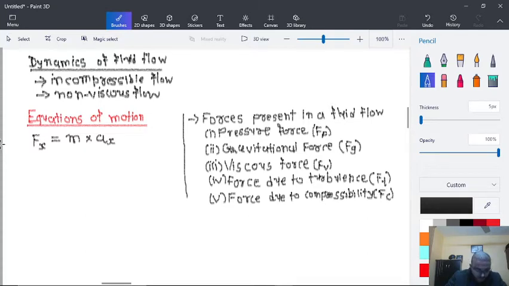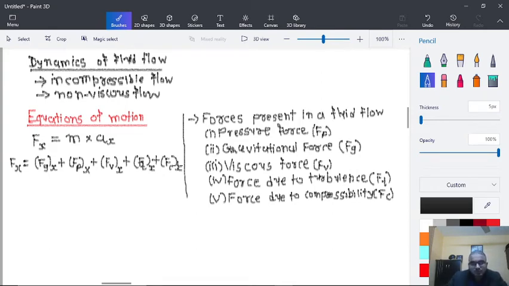So these are the forces, and now we can write down Fx is equal to, let me first put Fg x plus Fp x plus Fv x plus Ft x plus Fc x. So these are the forces.